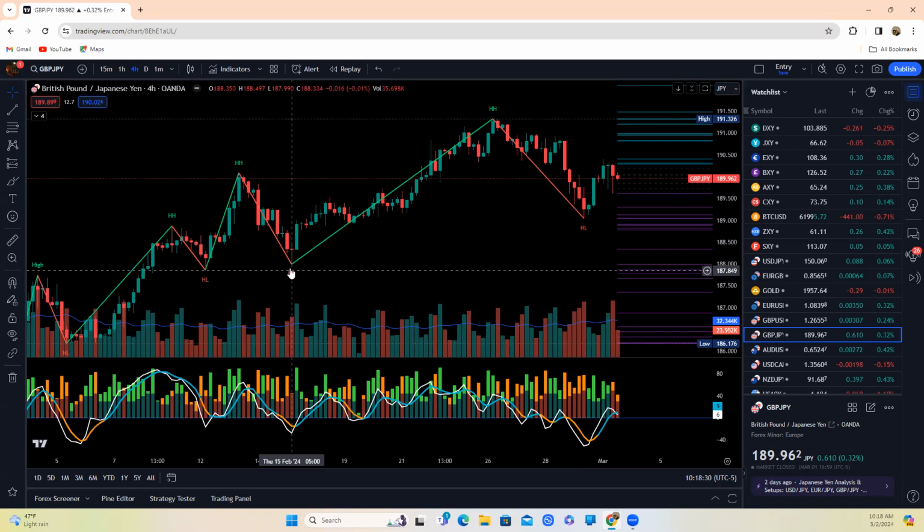We see a pretty good rejection of price. So price opened right around here, this 4-hour candle, pushed up a little bit, and then came tumbling down, and then eventually pushed back up to close back near the opening price.